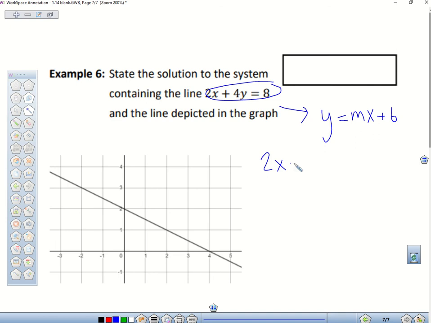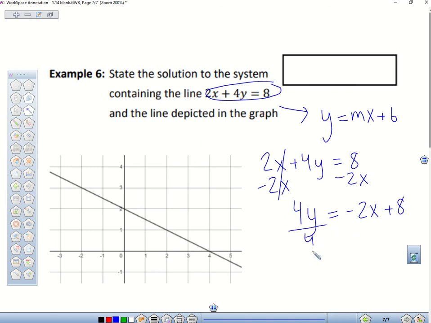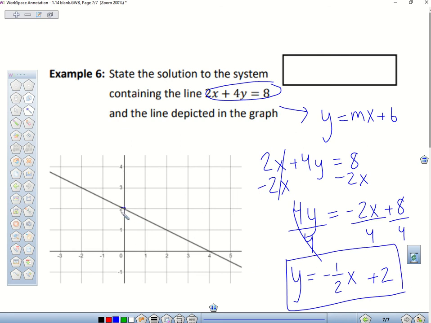So I'm going to take the equation and I'm going to get it into y equals mx plus b. Divide both sides by 4. That gives me y equals negative 1/2 x plus 2. And then I'm going to graph this. So 2. I'm going to go down 1 and over 2, down 1 and over 2.